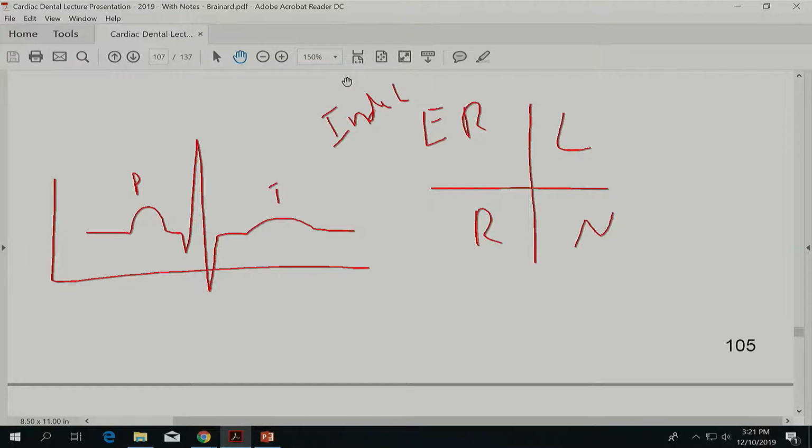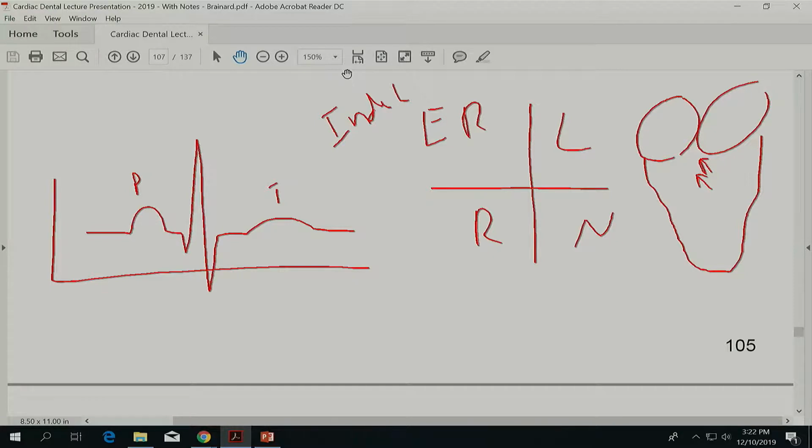Why is Q negative? Did we go over that? We talked about the SA node, AV node, bundle branches. The Q wave is negative because, say this is your heart right here, and you've got your depolarization wave. Which bundle branch is larger? The left bundle branch. The left bundle branch will depolarize first, before the right one, and that's going to cause a vector, a current, that will point away from the negative to the positive. Make sense?